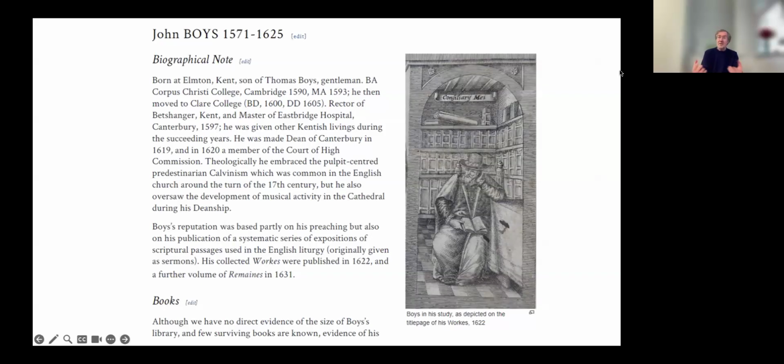And occasionally there are slightly quirkier kinds of bits of evidence, like early images of people with books. So the chap on the screen here, looking a bit fed up, is the Dean of Canterbury in the 1620s, sitting in his study. It says at the top, Conciliari Mei, in my study. And you can see he's sitting surrounded by what must have been his books. And we don't know where any of them are now, but clearly this is somebody who did own books. So there are lots of bits of evidence to help us to build that spine.